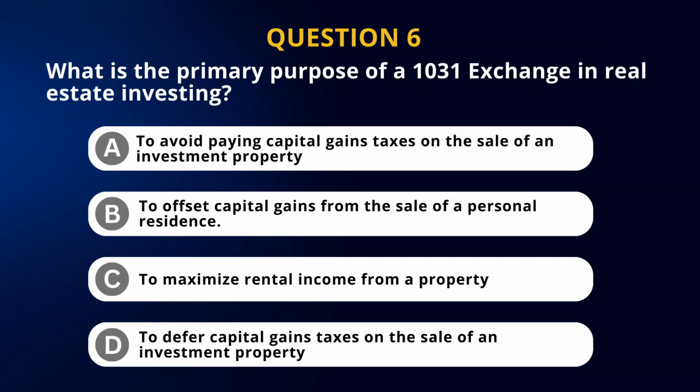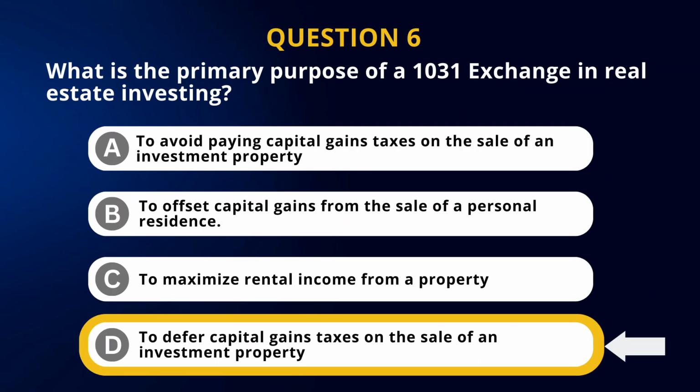Question number 6. What is the primary purpose of a 1031 exchange in real estate investing? Letter A, to avoid paying capital gains tax on the sale of an investment property. Letter B, to offset capital gains from the sale of a personal residence. Letter C, to maximize rental income from a property. Letter D, to defer capital gains taxes on the sale of an investment property. And the answer is letter D, to defer capital gains taxes on the sale of investment properties.